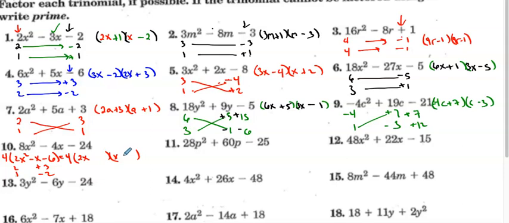So 2x, put the negative 2 in there because I need 2 times negative 2, and 1 times positive 3, and you are all done.